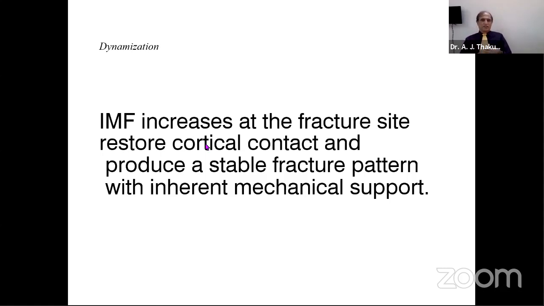IMF increases at the fracture site. What happens? Cortical contact is improved, and the fracture becomes more stable. It becomes wider with callus, it becomes more stable, so it is more mechanically sound. So the next stage, the remodeling stage, can take place. The whole idea of following the callus is to reduce the movement to such a level that remodeling takes place. No fracture fixation, no fracture healing is complete unless remodeling has taken place. So when we see callus, it is only a halfway house.